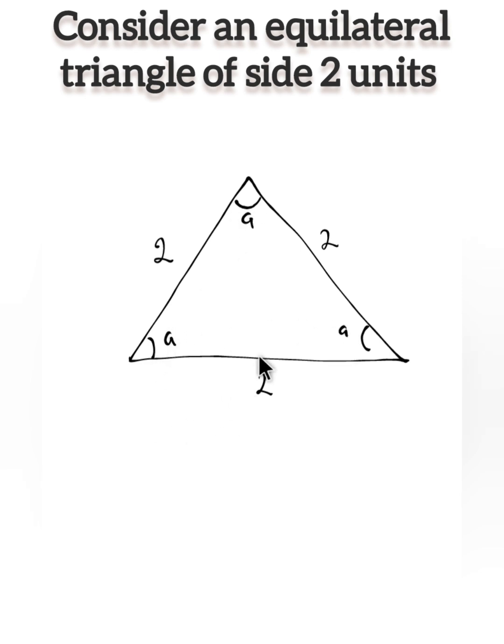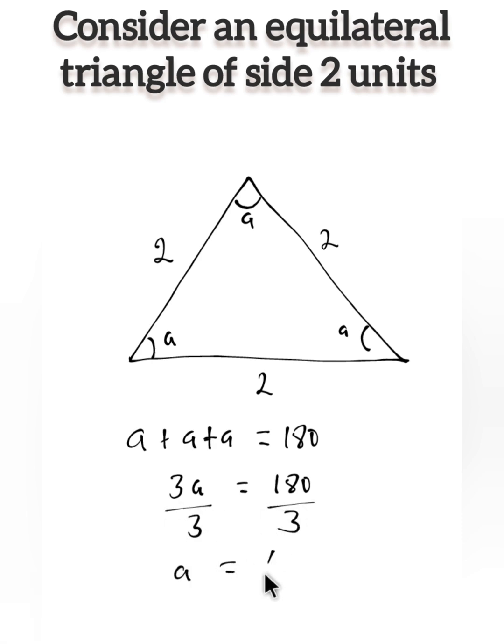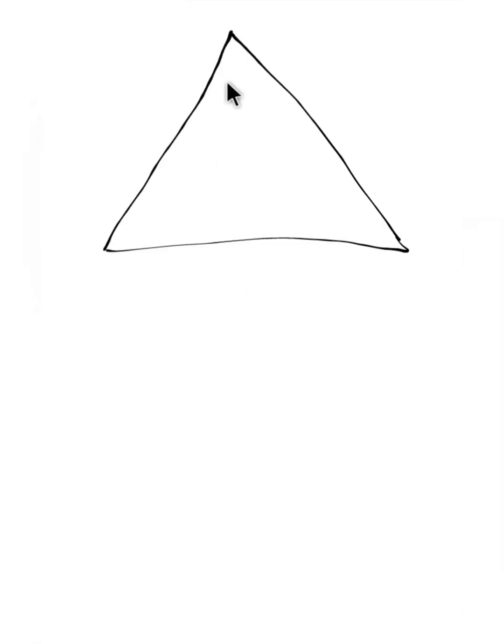And remember that the sum of the angles of a triangle is equal to 180. This implies that A plus A plus A is equal to 180, so 3A is equal to 180. If we divide both sides by 3, A is equal to 60 degree. Hence, these three angles are 60 degree: this angle here is 60 degree, this one is 60 degree, and this is 60 degree.